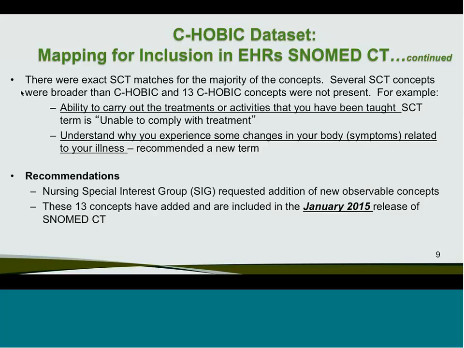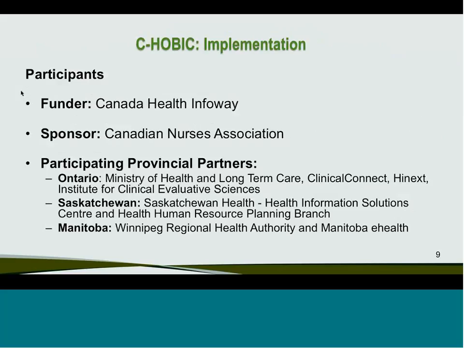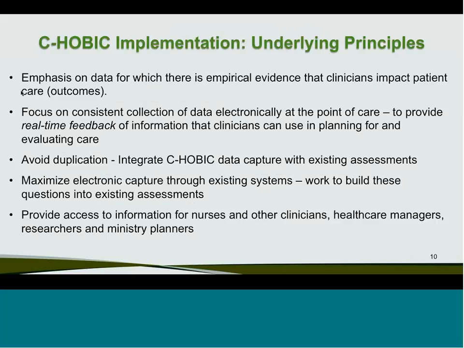So the C-HOBIC implementation participants were Canada Health Infoway, the Canadian Nurses Association, and the participating provincial partners in Ontario, Saskatchewan, and Manitoba. And there are a number of underlying principles going back to our first phase of the C-HOBIC implementation across the country. These are shown on slide 11 on the screen now.